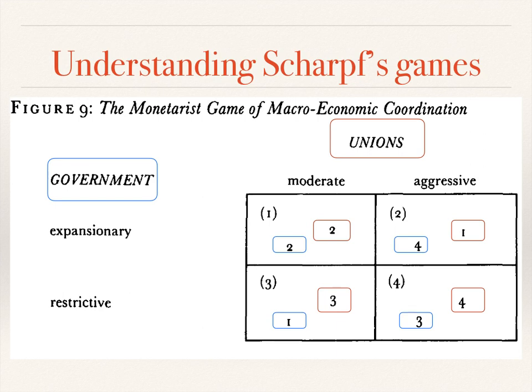But the preferences now are: most preferred for the government is a restrictive policy with moderate wage demands, followed by an expansionary policy with moderate wage demands, followed by a restrictive policy with aggressive wage demands, and then the very least favorite thing would be the expansionary policy with aggressive wage demands.